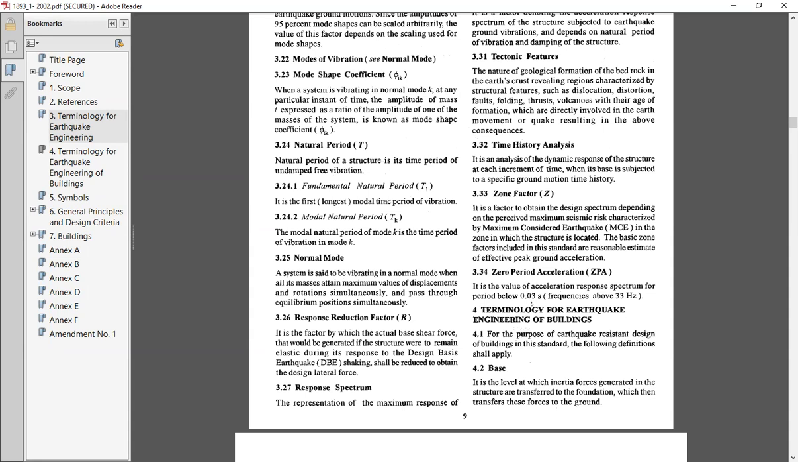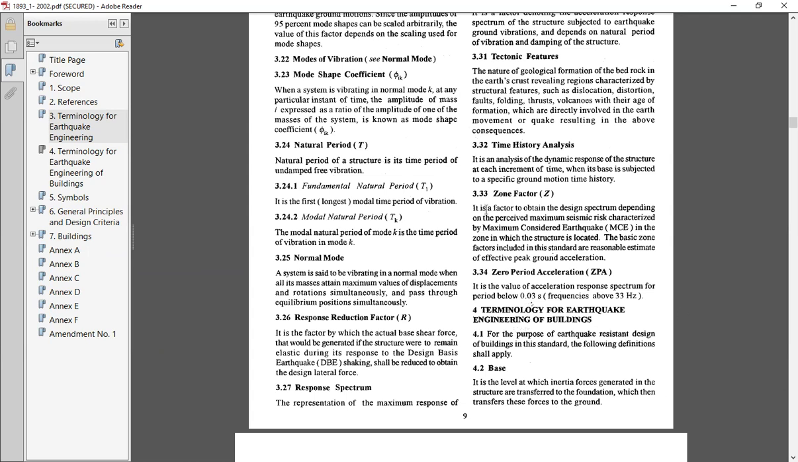Okay, so ultimately what we have to find out is the design lateral force, and for that design lateral force we have to design the building. First we'll find out the forces, then the base shear. Base shear is nothing but the design lateral force, and then we will divide that base shear into the lateral force on the building, so that you will understand when we solve the numerical.